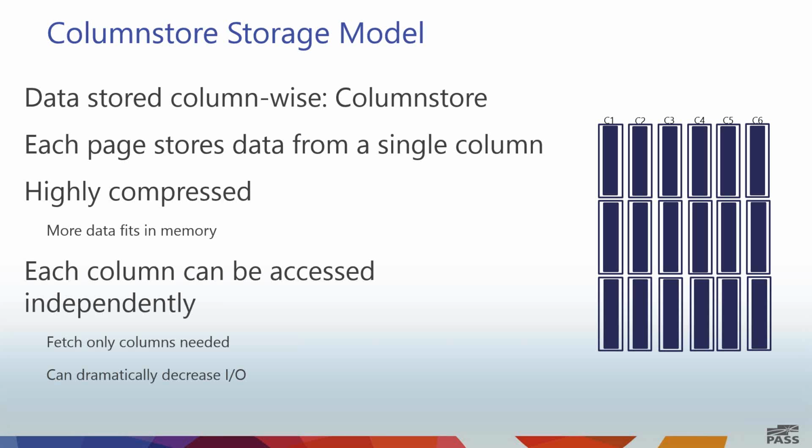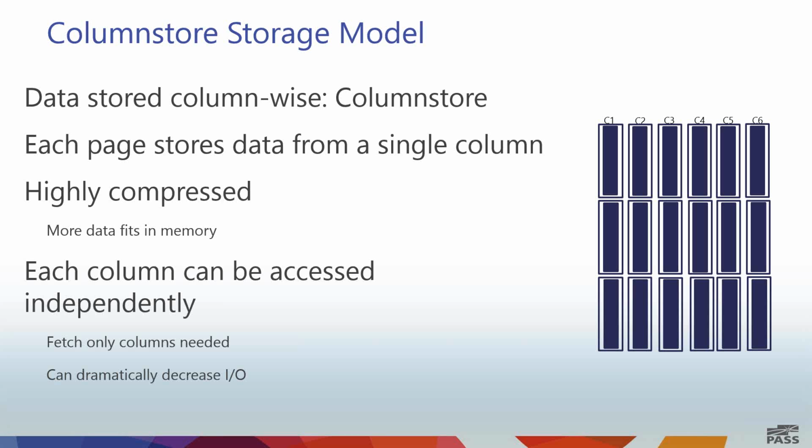Second of all, because we're storing data by column now, we get a lot of rows onto each page, most likely hundreds of rows for that column, which allows us to highly compress the data, which means more data fits into the page, which means more data fits in the memory, which means you have less I/O, which means you improve performance. And we'll talk a little bit more about what that high compression looks like, but that's a really important aspect of what the Columnstore storage model in SQL Server does.